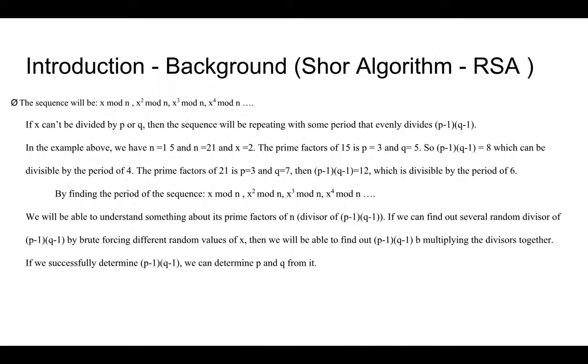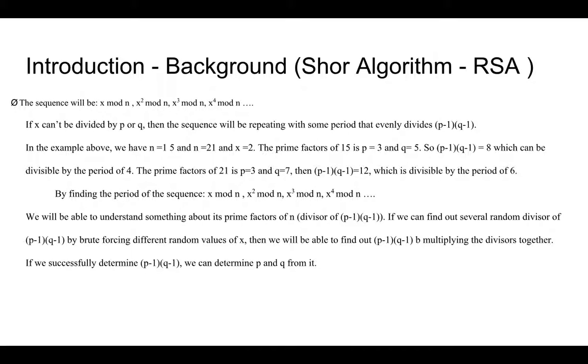In the example above, we have n equals 15 and n equals 21, and x equals 2. The prime factors of 15 are p equals 3 and q equals 5. So p minus 1 times q minus 1 is equal to 8, which is divisible by the period of 4. The prime factors of 21 are p equals 3 and q equals 7. Then p minus 1 times q minus 1 is equal to 12, which is divisible by the period of 6.